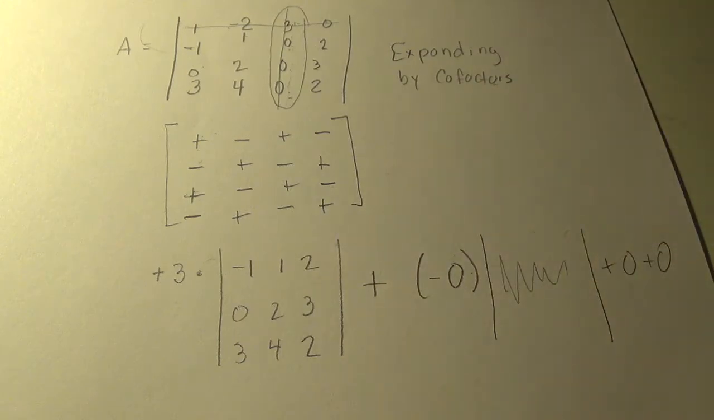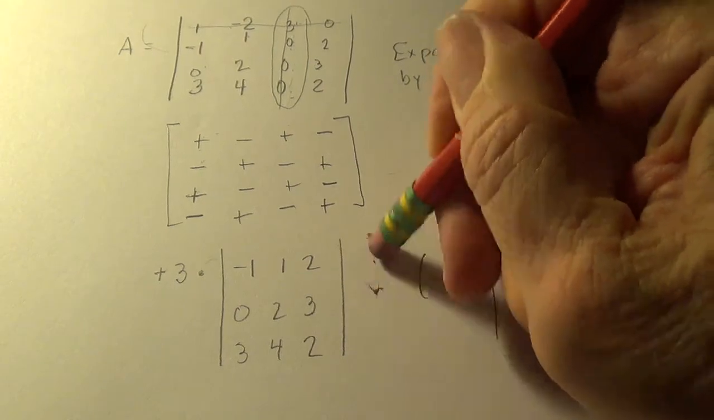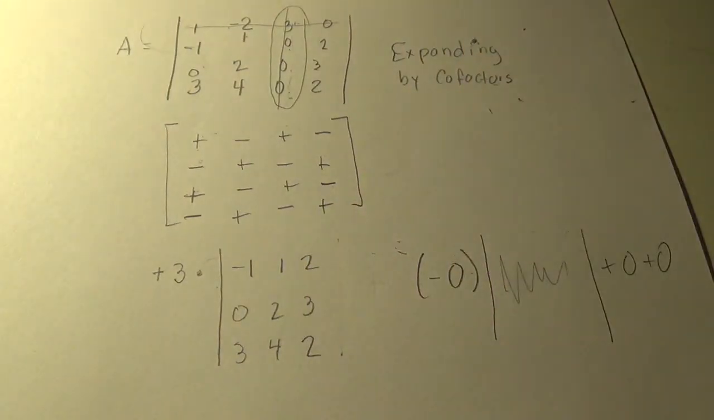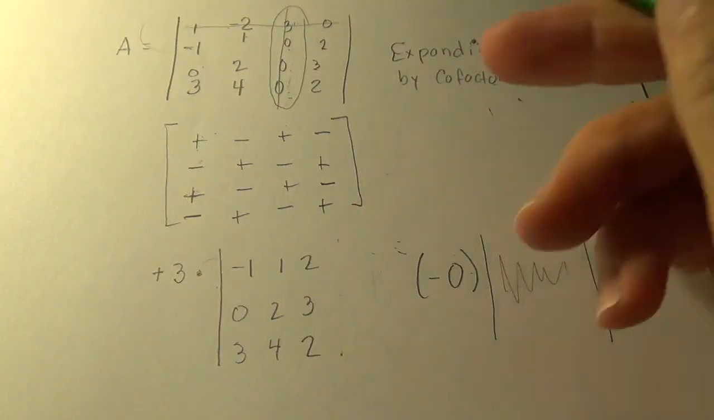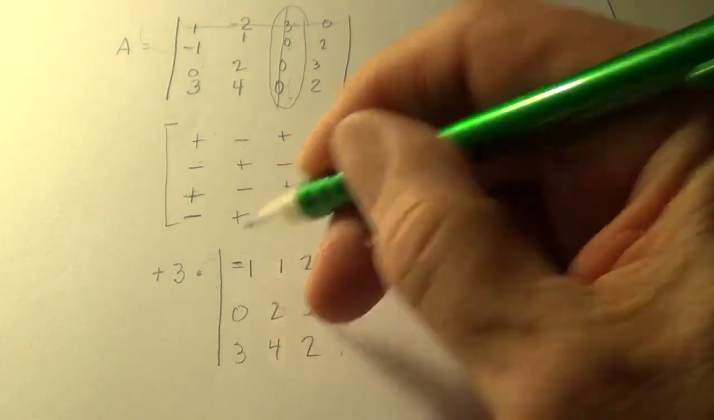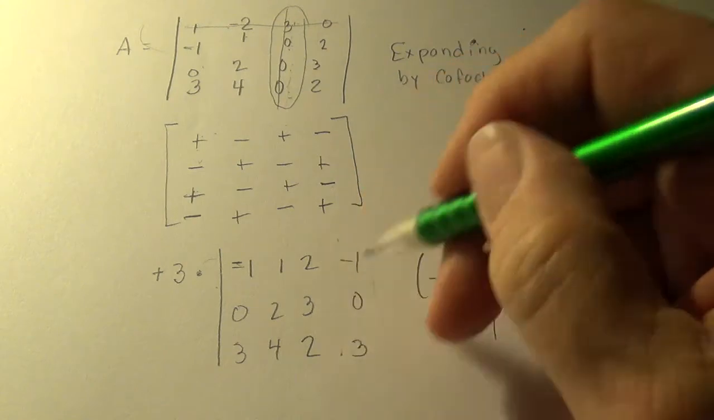So let me move this plus sign out of the way and this bar. To find the determinant of the 3 by 3 like we did last night, we're going to repeat these values. So we repeat negative 1, 0, 3, 1, 2, 4.